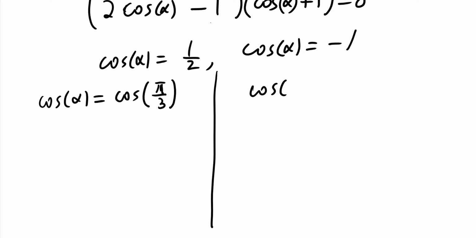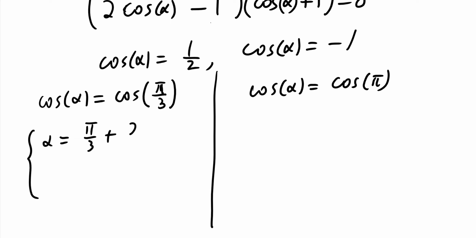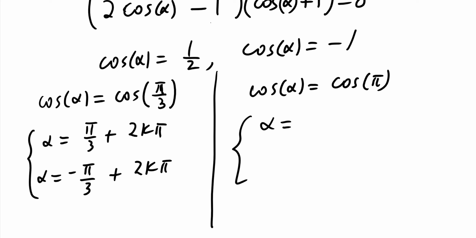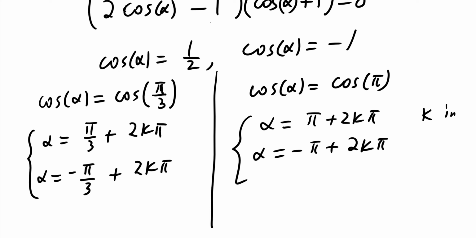For this one, the smallest angle whose cosine is -1 is pi. So based on the formula, it's going to be pi over 3 plus 2k pi, or negative pi over 3 plus 2k pi, k an integer. Here it's going to be pi plus 2k pi, or alpha is negative pi plus 2k pi. Again, k is an integer for both.